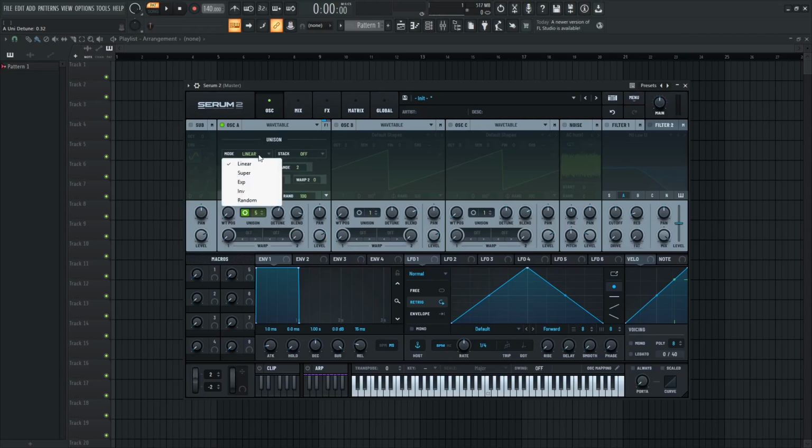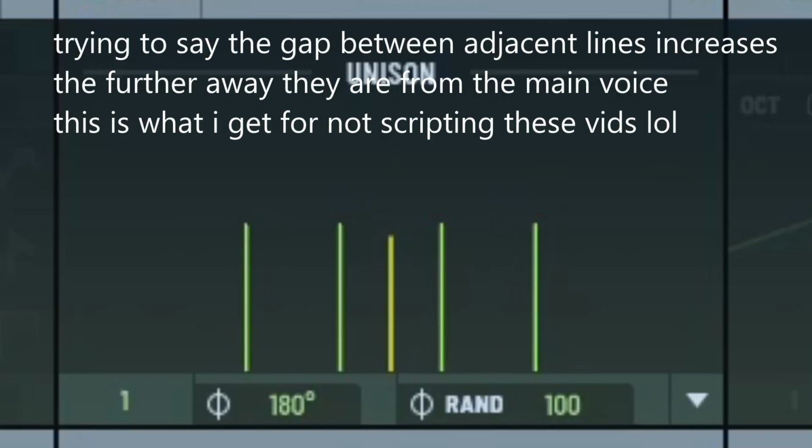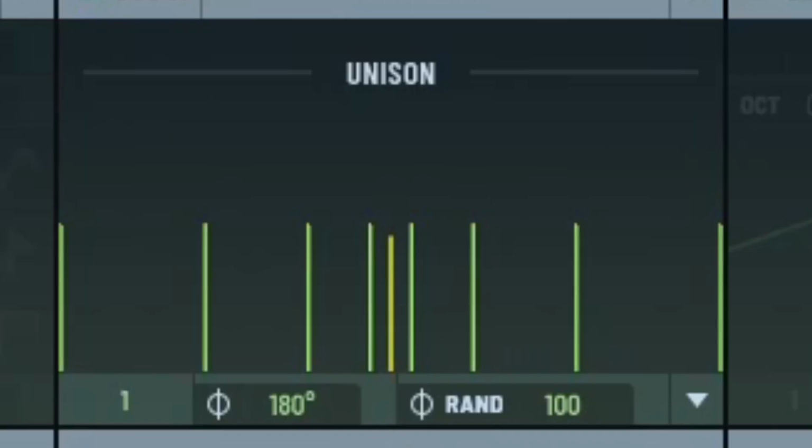But you could have it be super, where you can see here the two lines right next to the primary voice are closer. The gap between the primary voice and the first lines out is shorter than the gap between the first lines out and the second lines out. And if I was to change this even more, you could see this quite exaggerated here. Exponential is even more pronounced. You can see the ones next to the yellow line are really short, but then the gap gets larger and larger the further away you go from the yellow line.